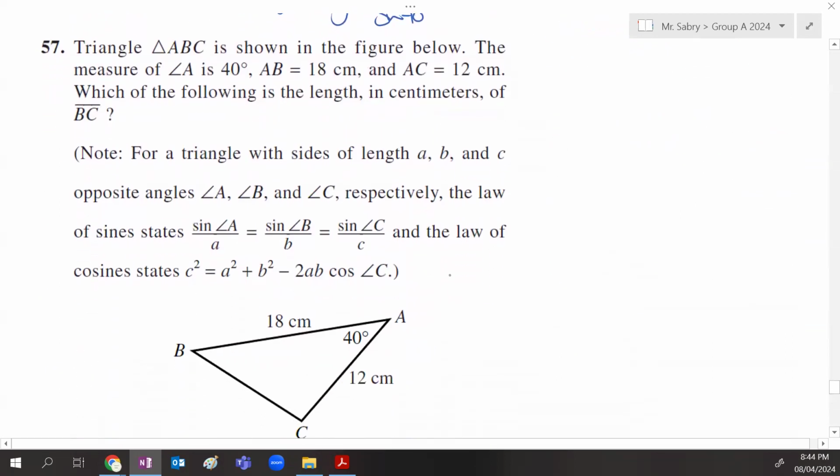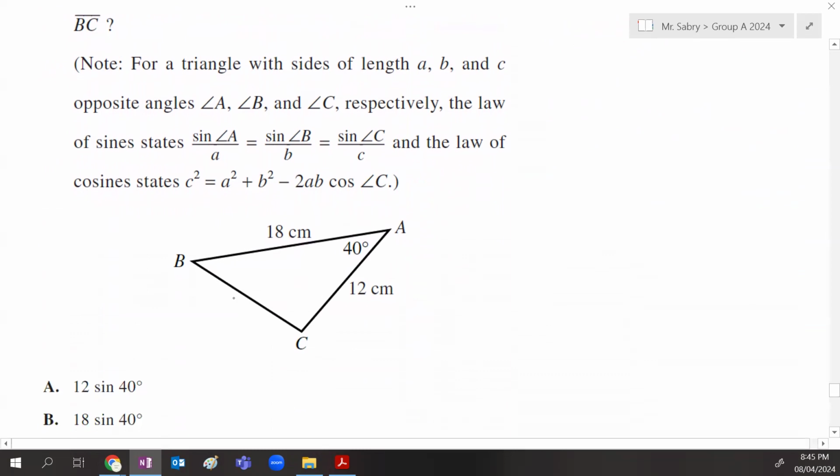Triangle ABC is shown in the figure below. The measure of angle A is 40. The important thing is that he wants the length of BC, which is this. Whenever I have two sides and the middle angle, we can always use the cosine law to find the opposite side. I'll call this x for the time being. You'll say that this side to the power of 2 should equal the two other sides to the power of 2 plus each other, minus 2 times the same two sides times cosine the angle in the middle, which is 40.